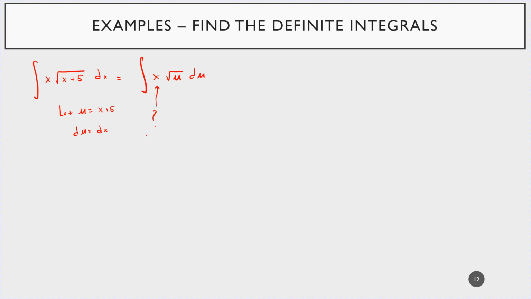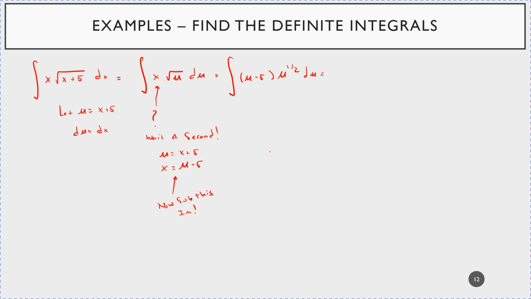So it's like, shucks, I couldn't replace anything for x. But wait a second. Look, u is equal to x plus 5, so what that means is x is equal to u minus 5. So now I can substitute in for x and put it in terms of u. So now sub this in, and watch what happens. This becomes the integral of u minus 5 times u to the 1/2 du.